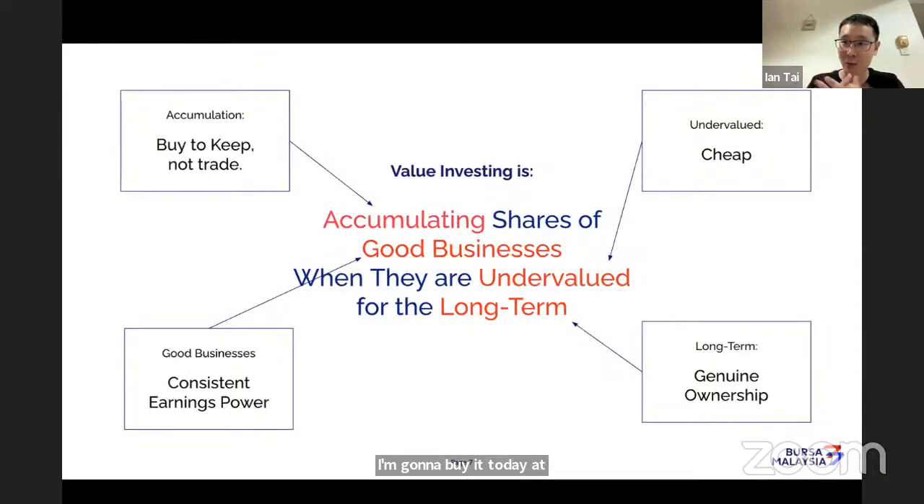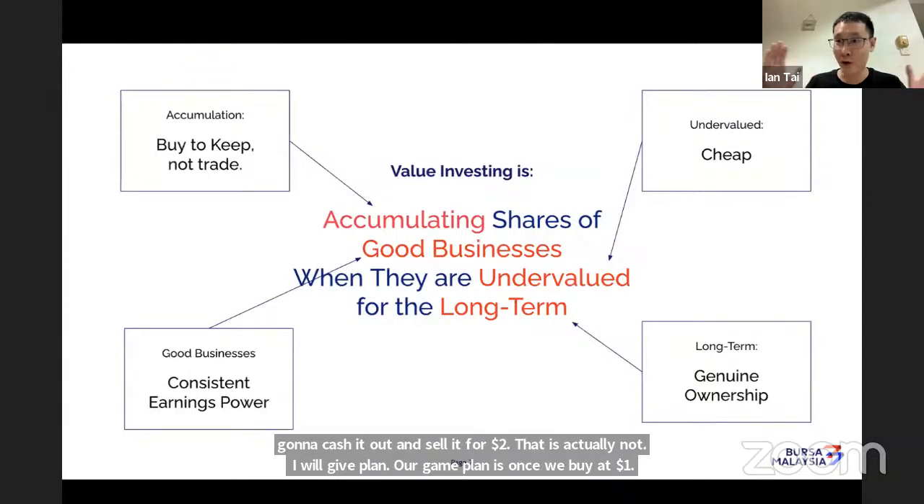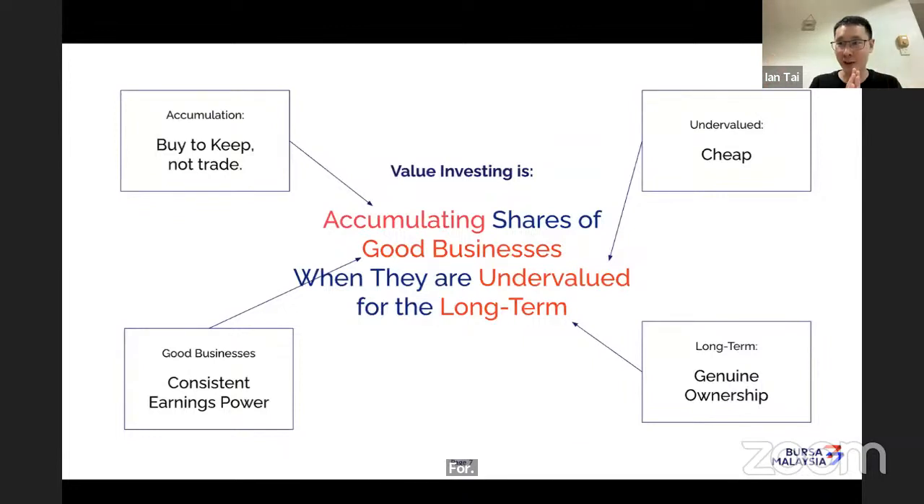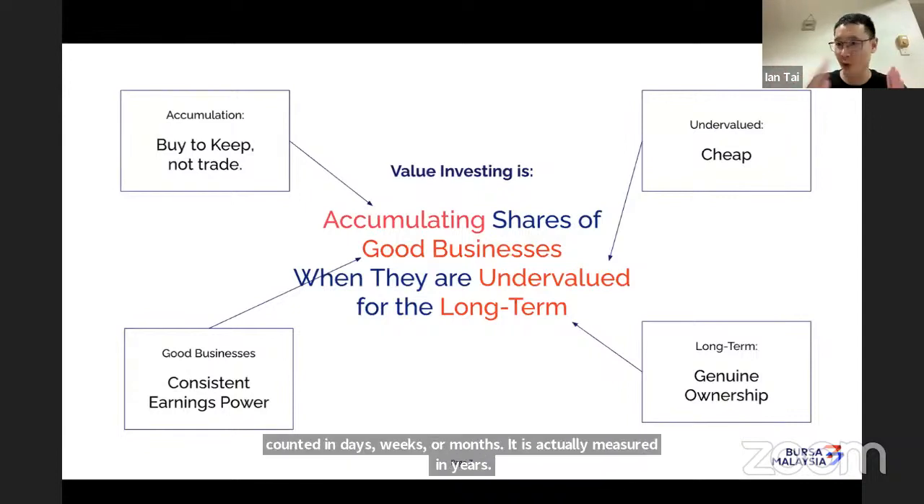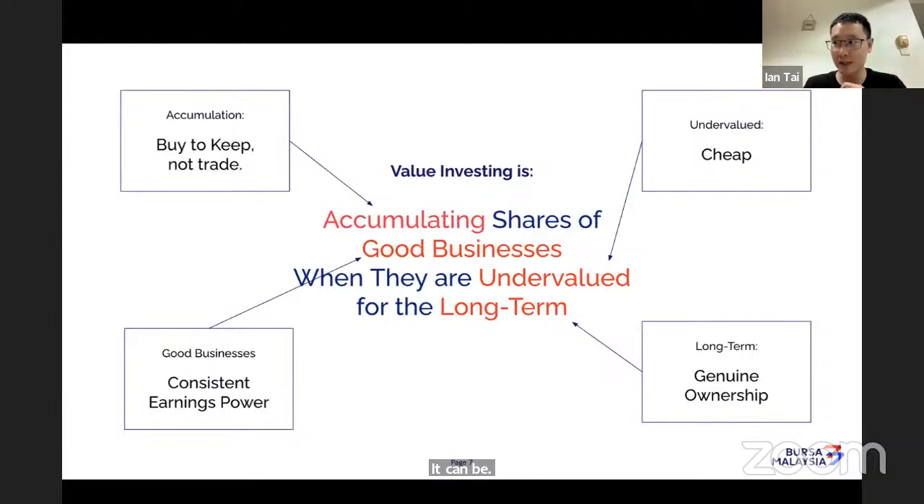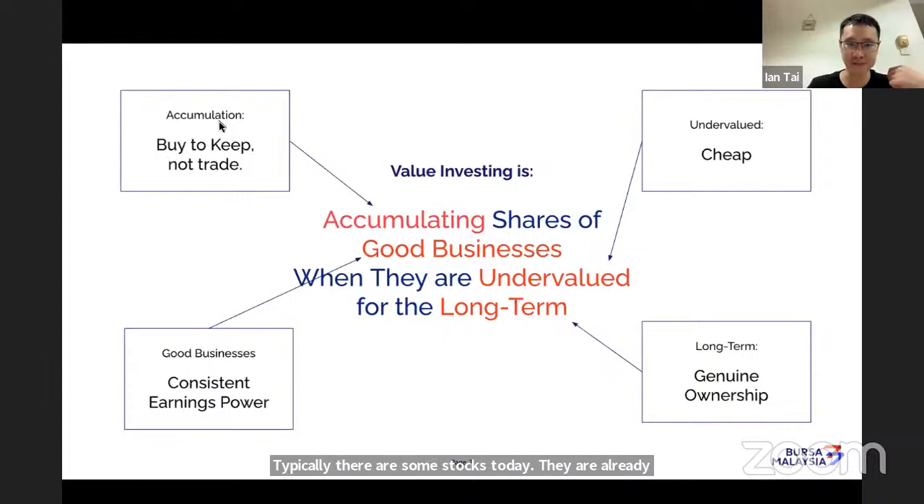Our game plan is, once we buy at $1, we would like to hold on to it for as long as it is profitable, for as long as it takes. And the duration can be a very long time. It's not counted in seconds, days, weeks, or months. It is measured in years. It can be all the way up to eternity. Some of the stocks that I hold today are already well beyond 5 years and I'm still holding on to them. No issues on that.